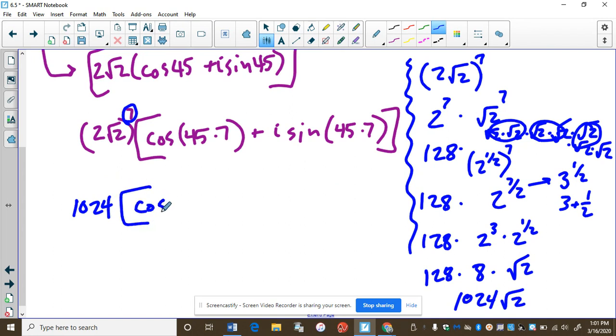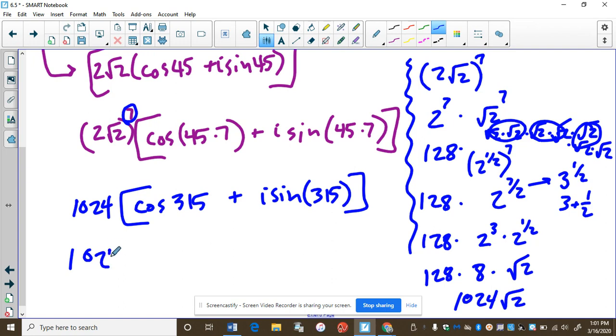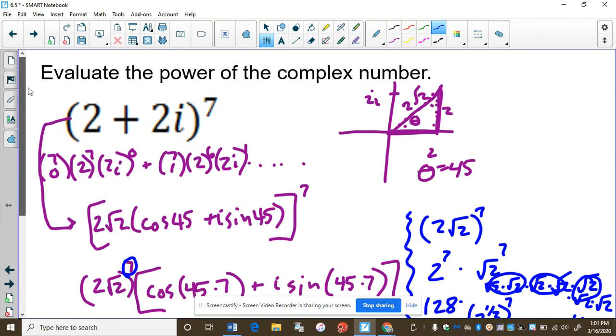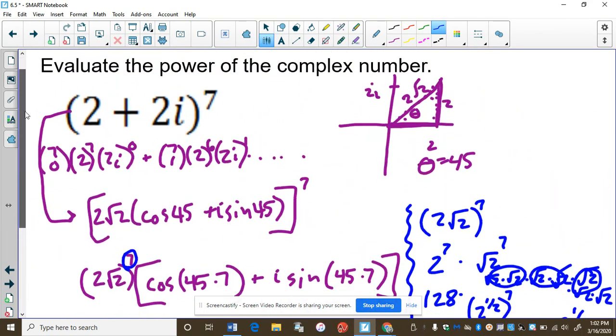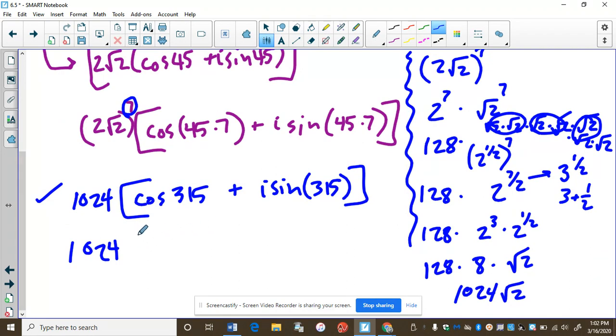Now here we get the cosine of, let's see, what is this, 315, I believe, plus I times the sine of 315. And these are numbers once again. So in polar form, we'd be done because 315 is between 0 and 360. If they want standard form, so you can check this off, say polar form, here it is. This didn't specify, but it was given in standard form. So I'm going to write this in standard form at the end.